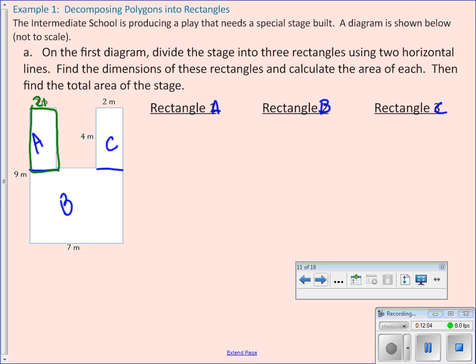I see here that this is 2 meters, but do I have the measurement for the height? Yes. What is it? 4. It comes from over here. It was right here, so we were able to bring it over. So here is my new rectangle.